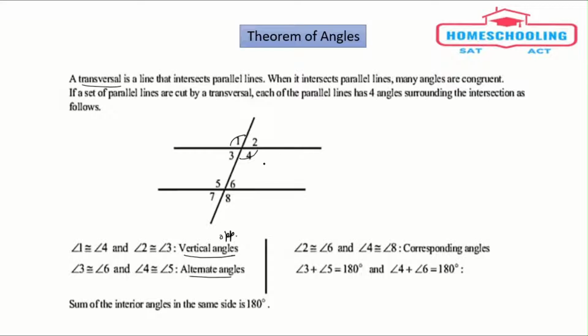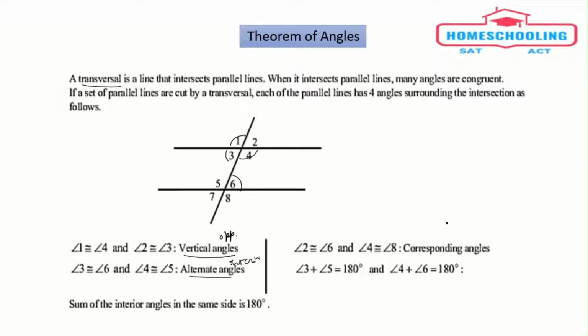Now what are alternate angles? These are alternate angles, angle 3 and angle 6. You can also call it alternate interior angle. So these two angles would always be equal, angle 3 and angle 6. Similarly, angle 4 and angle 5.